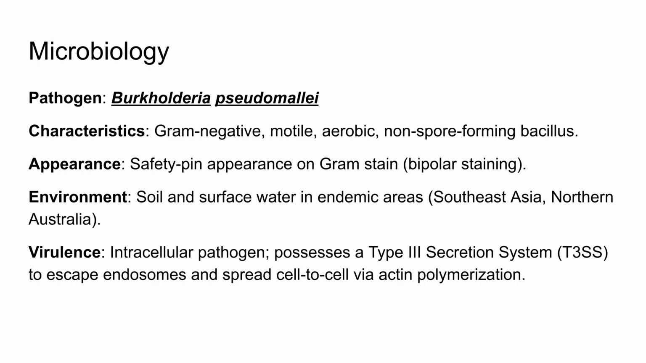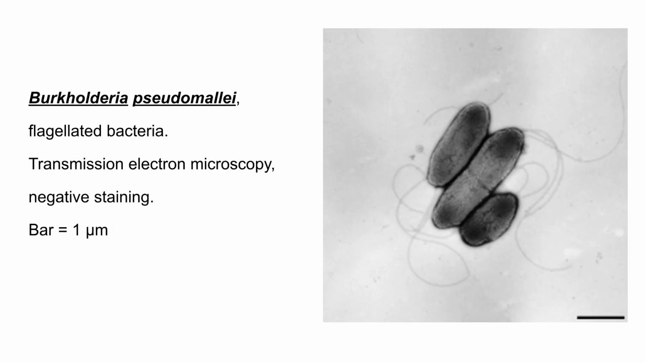The causative pathogen is Burkholderia pseudomallei, a gram-negative motile bacillus. It has a characteristic safety pin appearance on gram stain and thrives in moist soil and water. Its virulence stems from a type 3 secretion system, enabling it to spread cell to cell. This is a transmission electron micrograph of flagellated Burkholderia pseudomallei, magnified to a 1 micrometer scale.